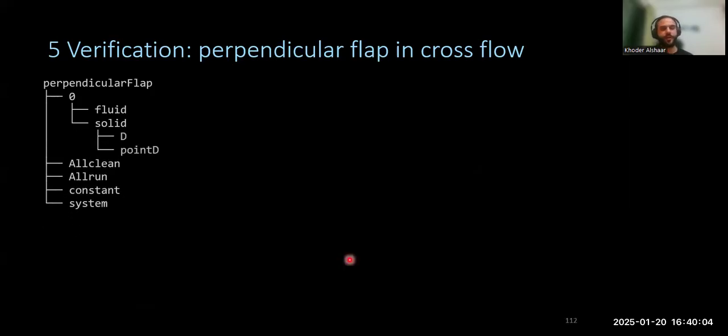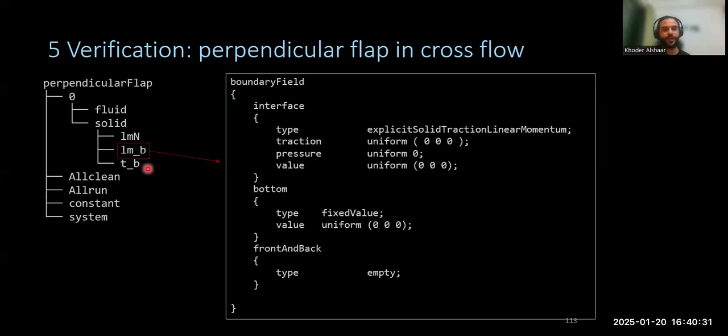In the solid part, in the solids4foam displacement-based formulation, we have the cell center displacement and the point displacement. Whereas in our new formulation, we have to change that. We have the linear momentum in the nodes, so this is LMN, and the linear momentum at the boundary and the traction at the boundary. These are the fields that we need to define.